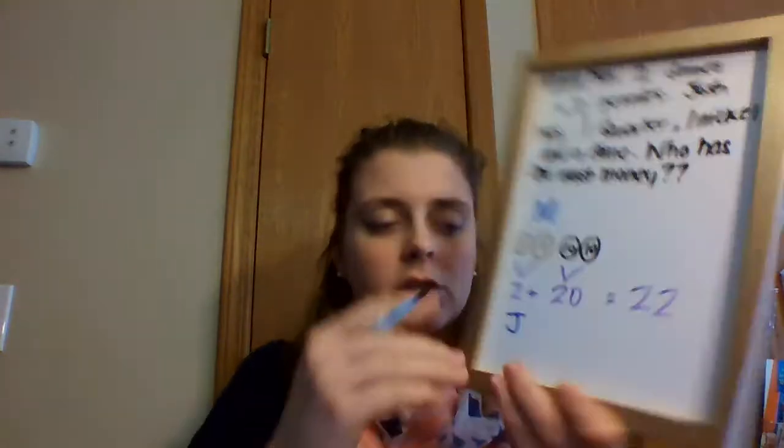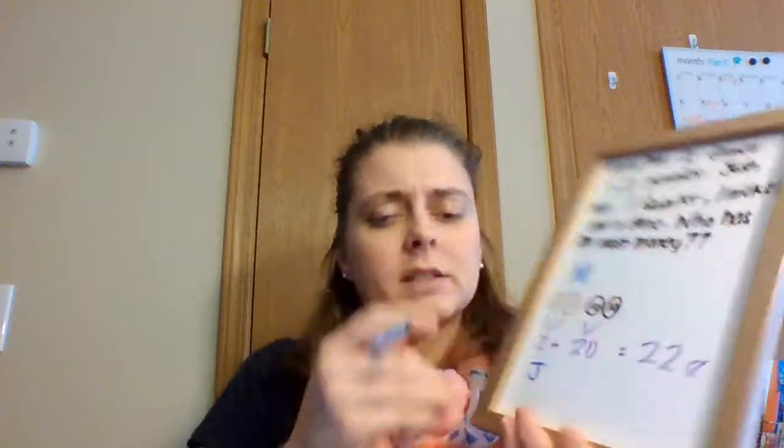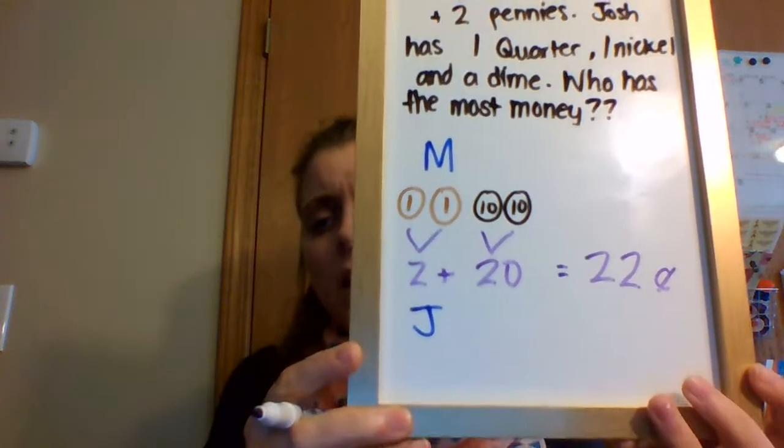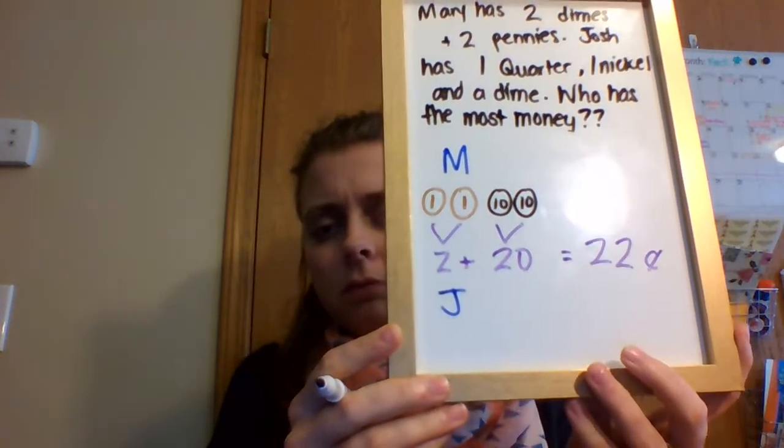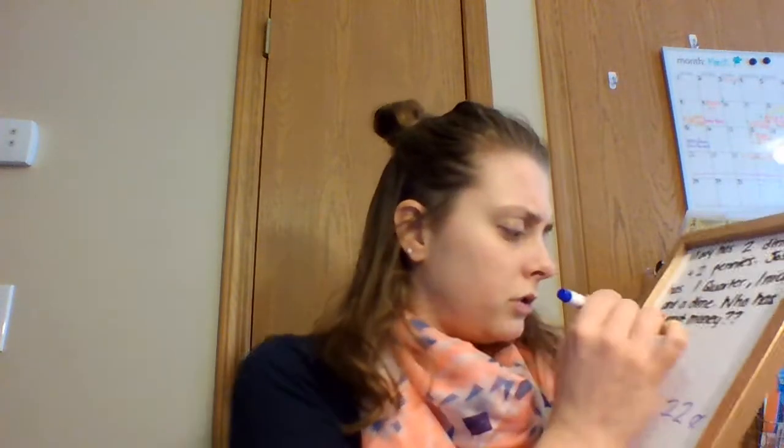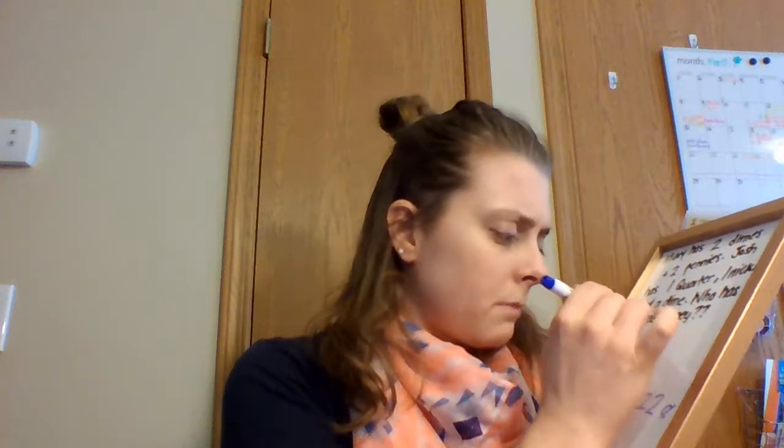22. Very good. 22. And we're working with money, so we're going to label it cents, which in case you forget, is just a C with a line through it. So Mary has 22 cents.